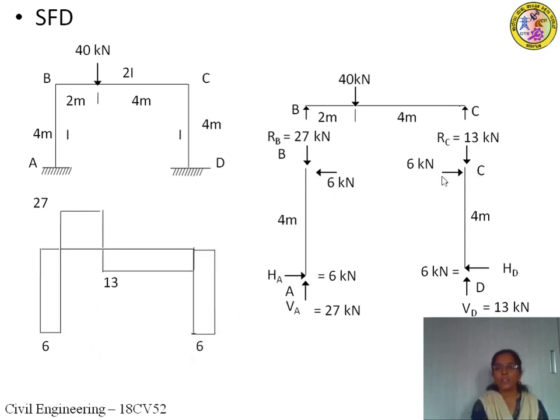Next, if you consider this 6 kilonewton and the HD, these two forces, equal, opposite and parallel forces, are constituting a clockwise couple. Therefore it causes a positive shear force on the CD member, so draw it to the right side of the member. These are the positive shear forces and these are the negative shear forces. This is the shear force diagram for the given frame.